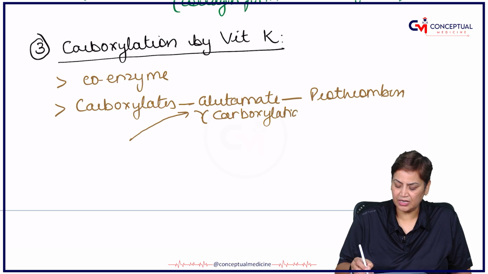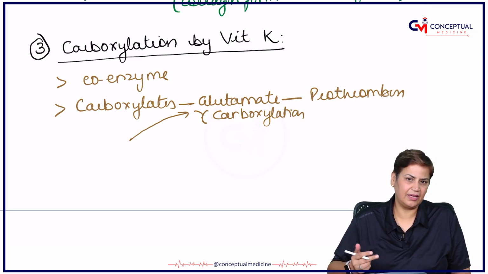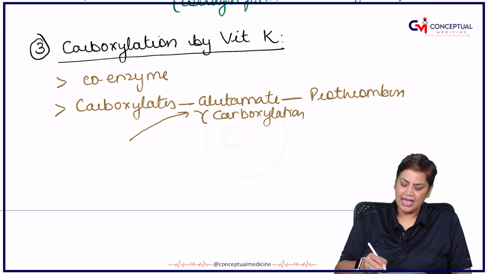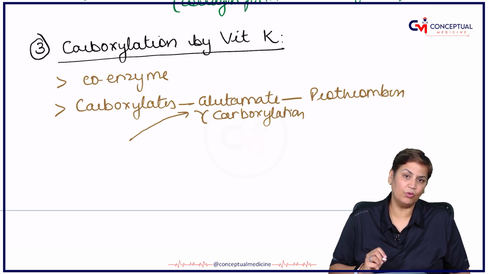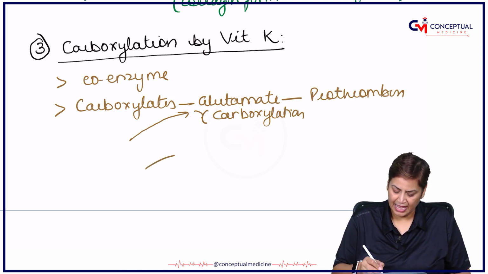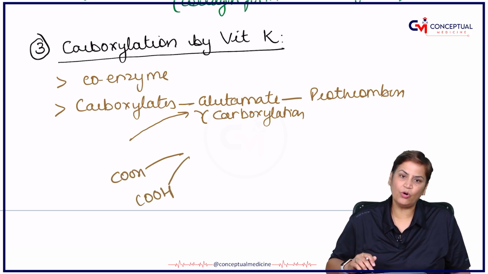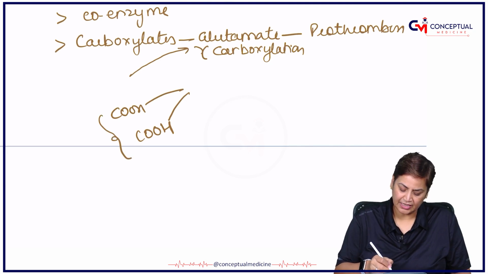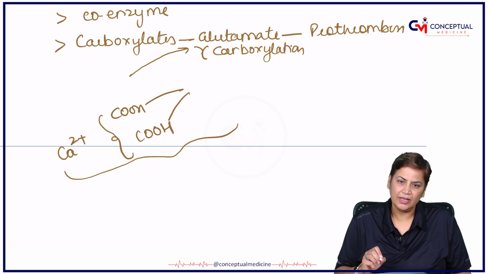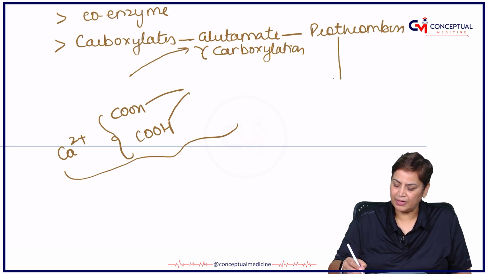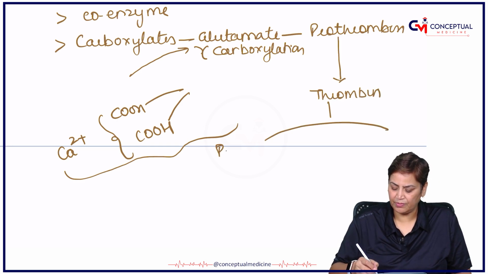And what is its function? We know glutamic acid is already an acidic amino acid, and this will further add more COOH groups. So it will have 2 COOH groups like this. Obviously, if 2 COOH groups are there, maximum adherence will be there with calcium, and overall prothrombin will be converted into thrombin and fibrinogen will be converted into fibrin and a clot will be produced.